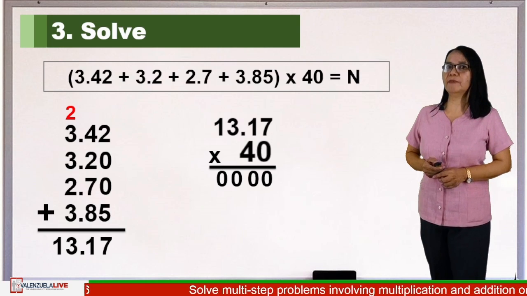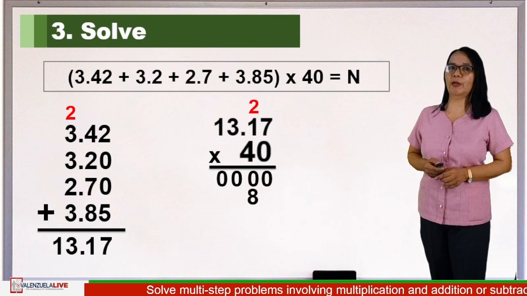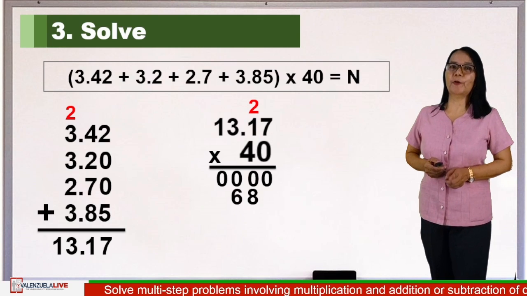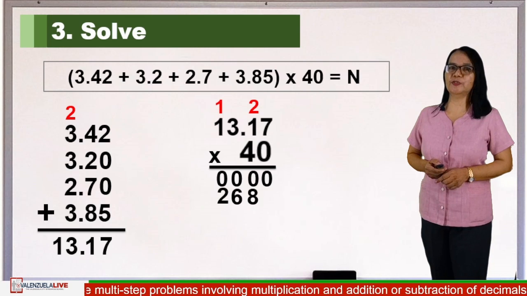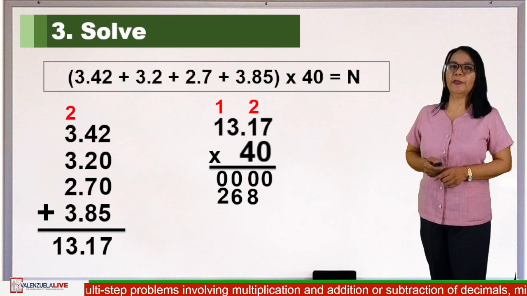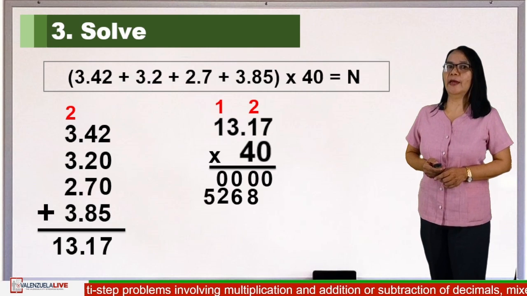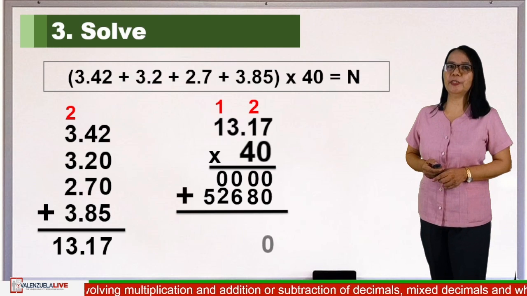So, 4 times 7 equals 28. Regroup 2. 4 times 1 equals 4. 4 plus 2 equals 6. 4 times 3 equals 12. Regroup 1 to the next digit. 4 times 1 equals 4 plus 1 equals 5. Then, affix 0 as placeholder. Then, add the partial products.